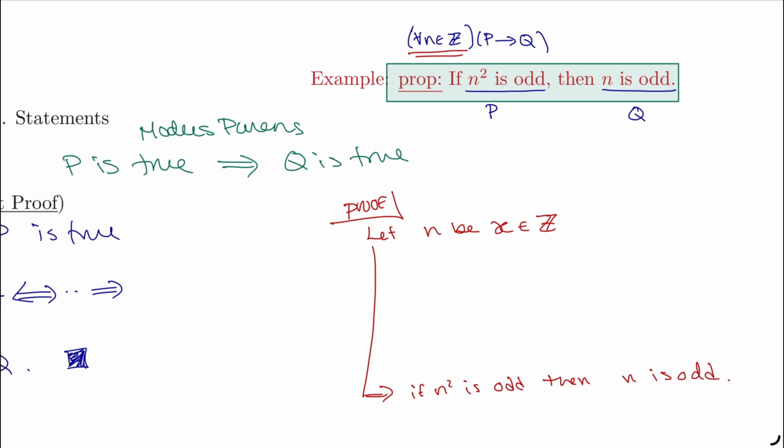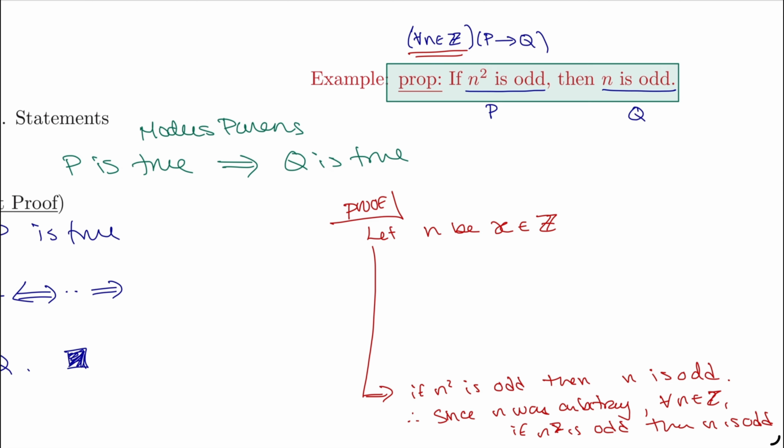And then I can do universal generalization to say, therefore, since n was arbitrary, it follows that for all integers n, if n squared is odd, then n is odd. Sorry, handwriting here is getting pretty messy.